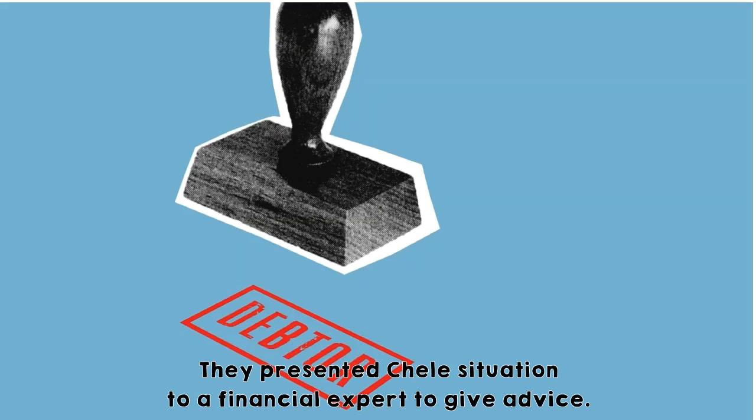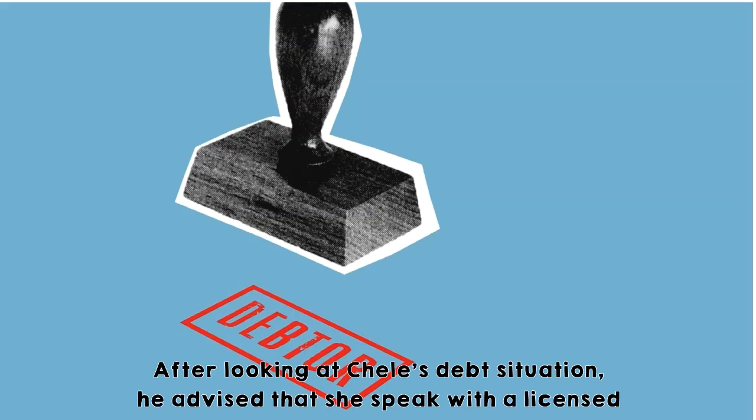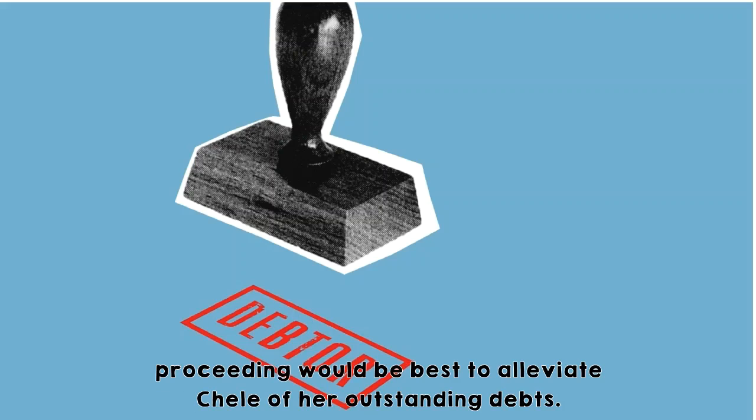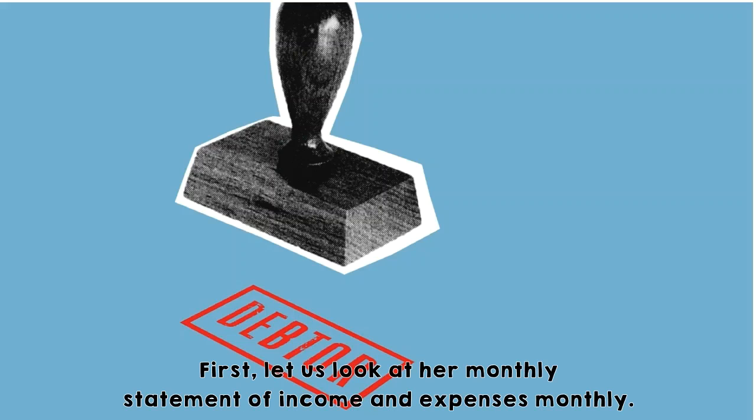They presented Chell's situation to a financial expert to give advice. After looking at Chell's debt situation, he advised that she speak with a licensed insolvency trustee to determine if a consumer proposal or a bankruptcy proceeding would be best to alleviate Chell of her outstanding debts. What if I am insolvent? What is Chell's situation? First, let us look at her monthly statement of income and expenses.